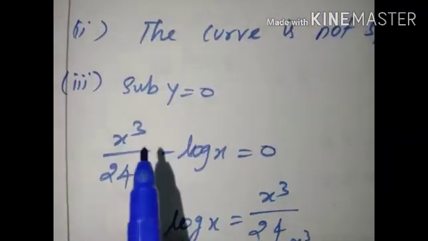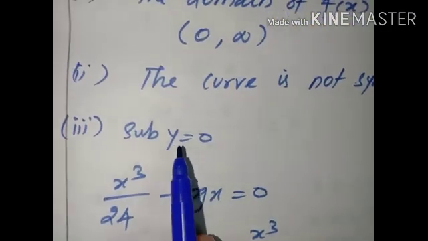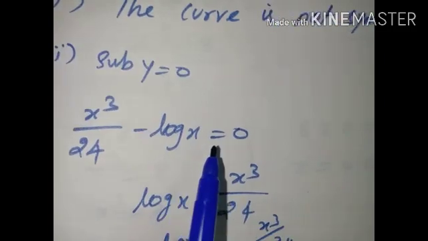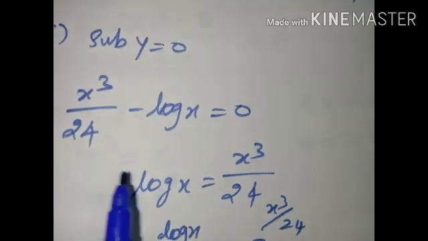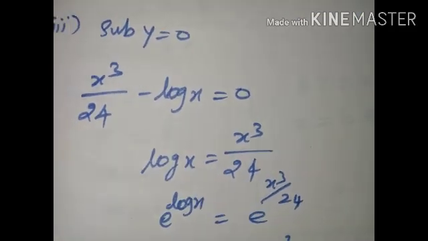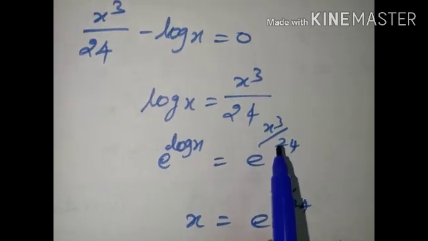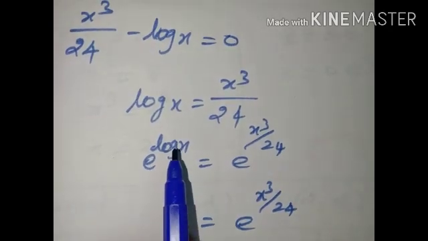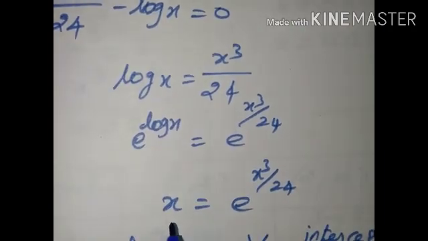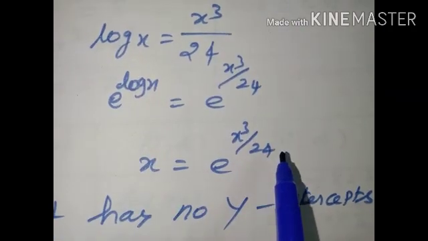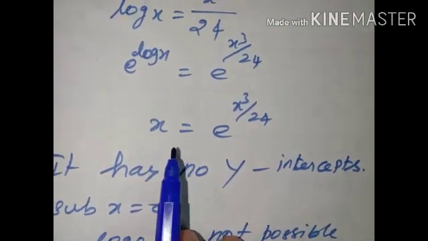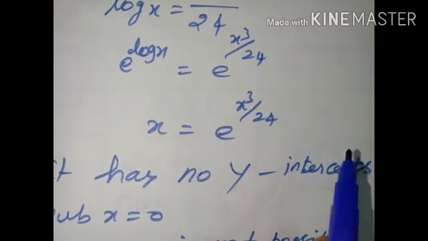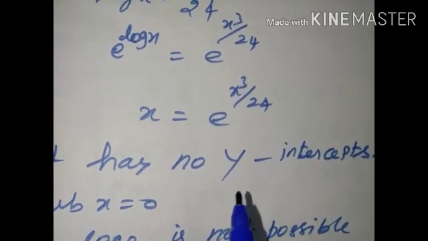Third, substitute y equal to 0 in this equation. So x cube divided by 24 minus log x equal to 0. So log x equal to x cube divided by 24. Then e power log x equal to e power x cube divided by 24. So e power log is cancelled, so x equal to e power x cube divided by 24. It has no y intercept.